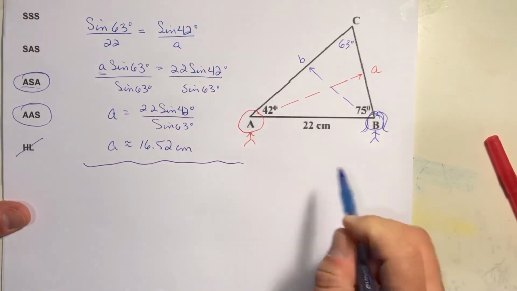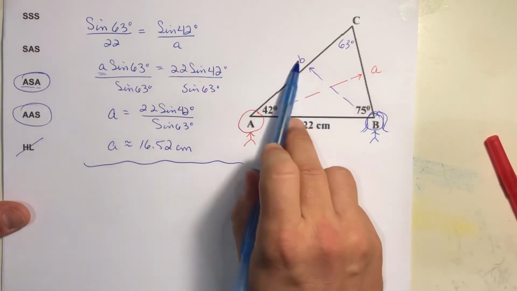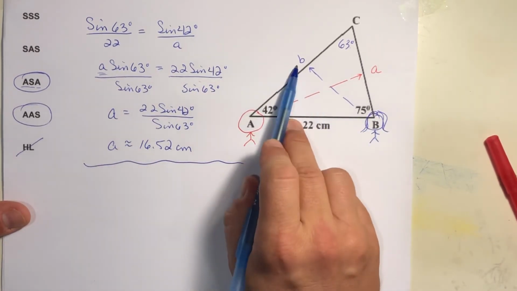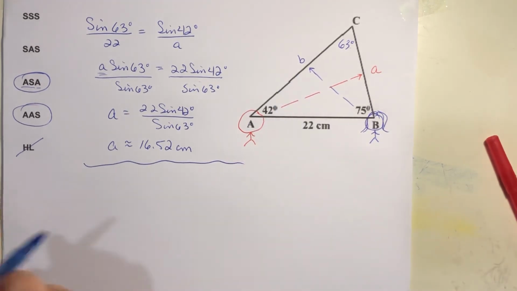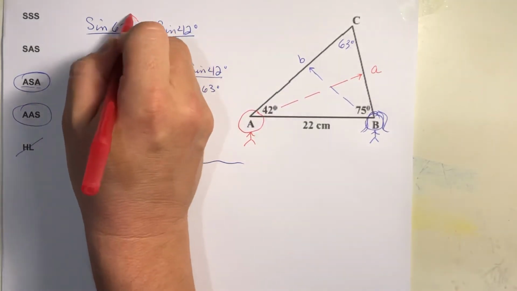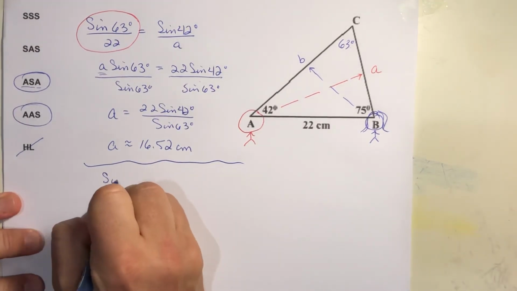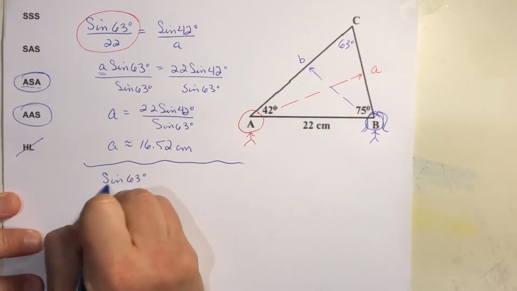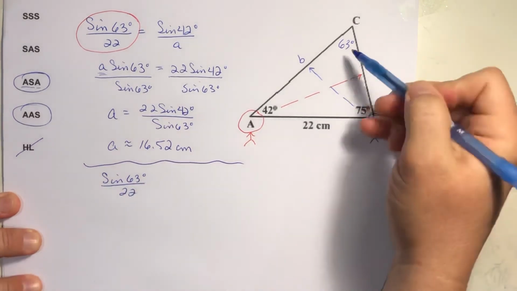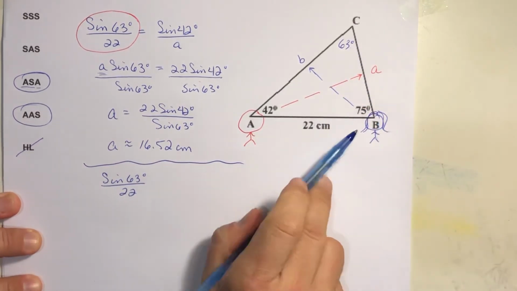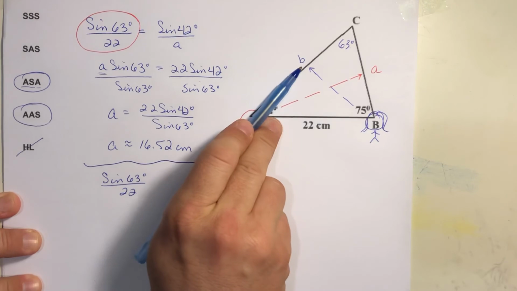Now to finish up, I'd like to find the side opposite of her, and I'm going to use lowercase b. So now I'm still going to use part of the proportion I had earlier. I'm still going to say the sine of 63 degrees is to 22, the same way now, look, 75 degrees is to b.